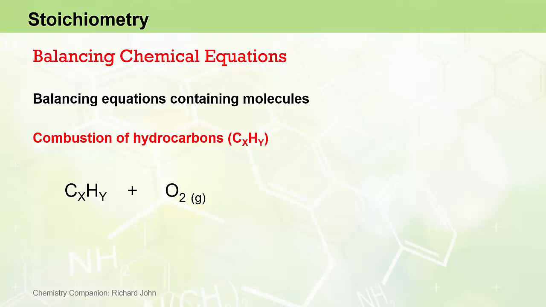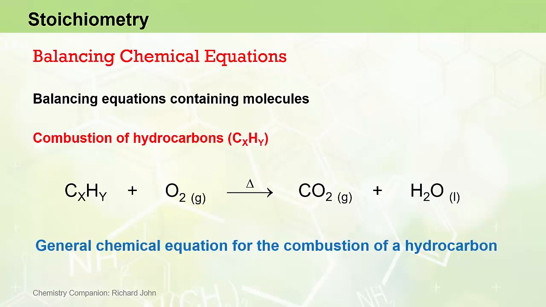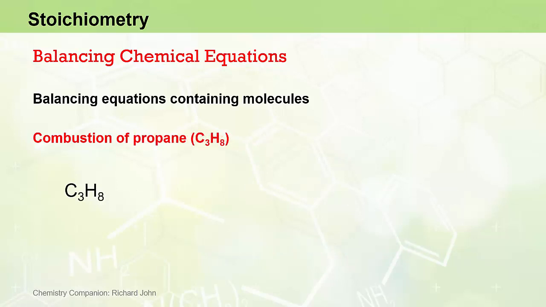Now, all hydrocarbons will combust in the presence of oxygen to produce carbon dioxide and water. So this equation here represents the general chemical equation for the combustion of a hydrocarbon, and importantly, we are able to identify all other reactants and products in the chemical equation. So if we choose a particular hydrocarbon, say propane, C3H8, we can now write down an unbalanced equation for the combustion of propane. Propane, C3H8, reacts with oxygen to produce carbon dioxide and water.